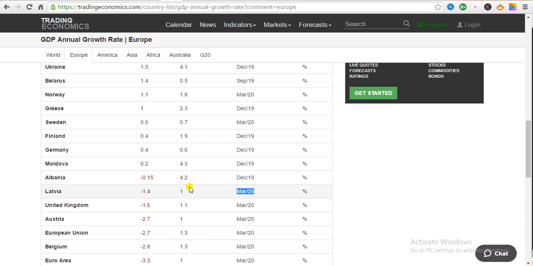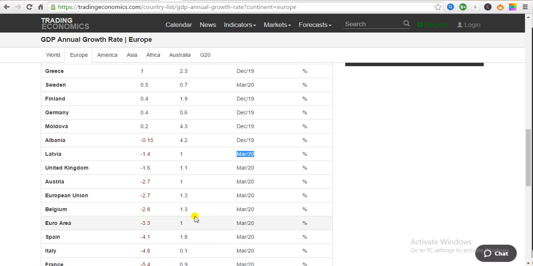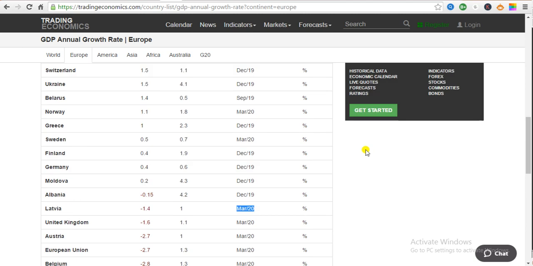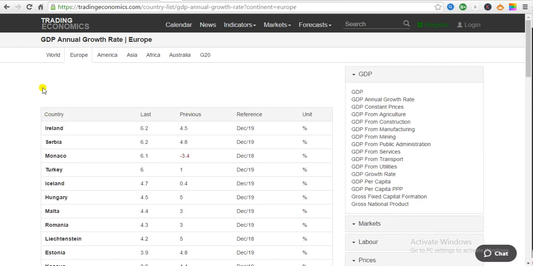Moldova had high growth, but the UK seems to grow like 1%. Austria 1%. These are pretty small, and the EU in aggregate 1.3%. So far it's had a steep drop. The euro area and France, Italy here, Spain there. So we see that these numbers are not so quick.